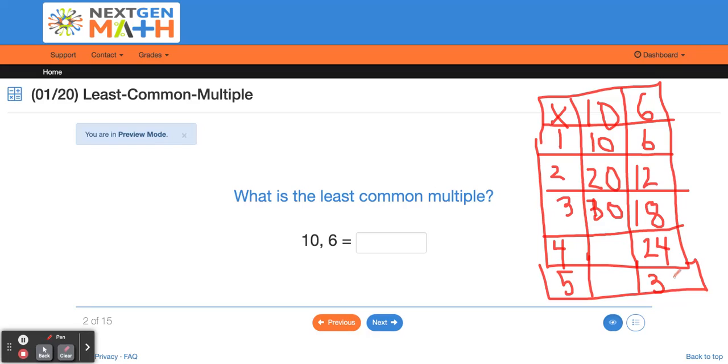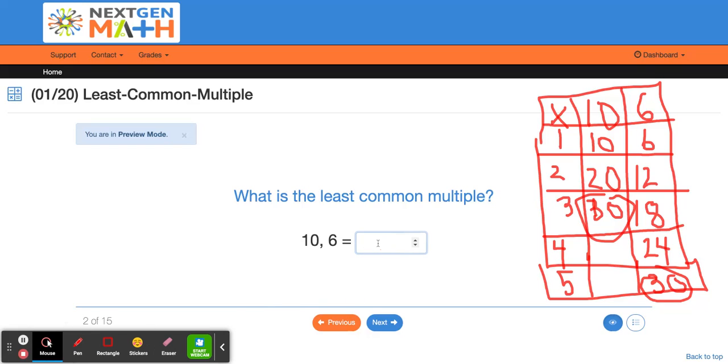And there we go. We found the least common denominator between the number 10 and 6. And I'm sorry, I'm supposed to say the least common multiple. And the number will be 30. So the answer for your second question will be 30. You can go ahead and put 30. And you're going to move on to the next one.